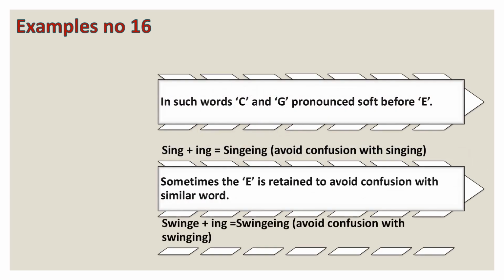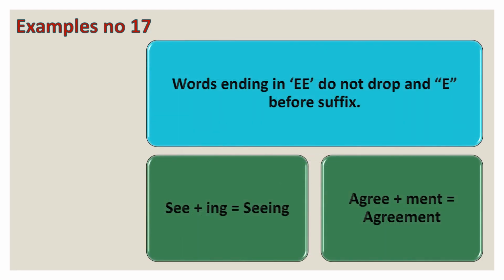Number 16. In such words, C and G are pronounced soft before E, like singeing. Sometimes the E is retained to avoid confusion with similar words like swinging. Number 17. Words ending in double E do not drop an E before a suffix, like seeing and agreement.